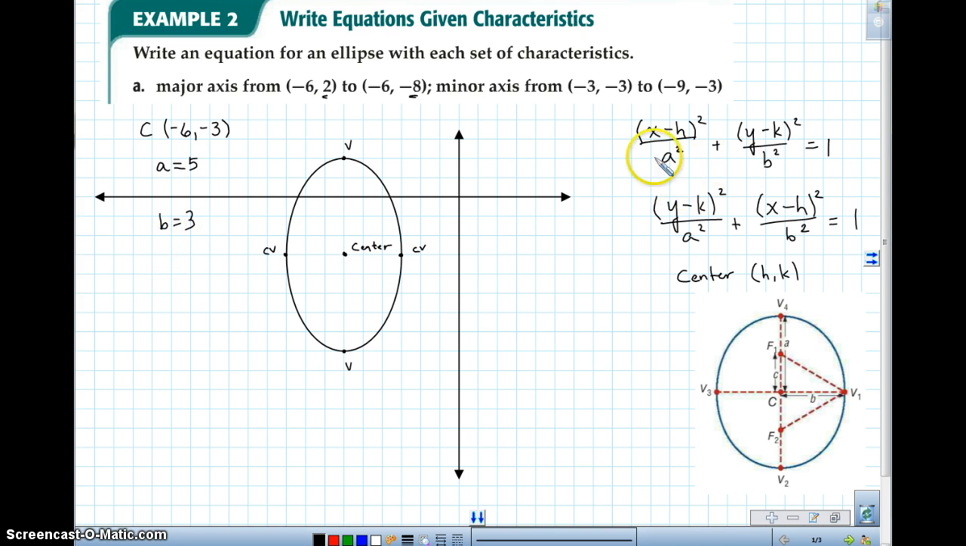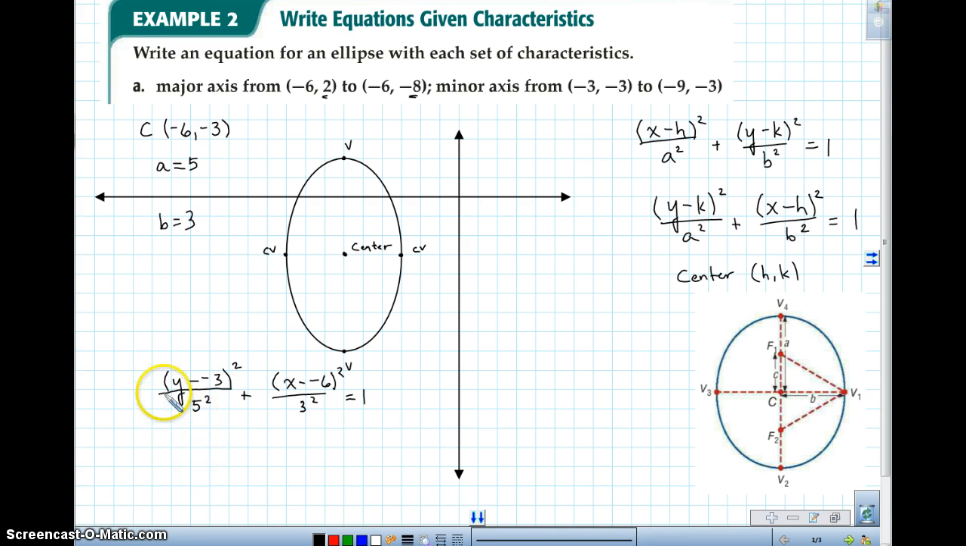Now we're ready to choose. Make sure you pick the right form of the standard form of an ellipse. Since this is a vertical ellipse, because my major axis runs from top to bottom, I'm going to use this second equation with y being over our larger side. Since a is larger, it's going to be underneath the y coordinate. So our final answer will be (y minus k), and k was negative 3, so (y minus negative 3) squared divided by a squared, 5 squared, plus (x minus h), that would be (x minus negative 6) squared over b squared, which is 3 squared.